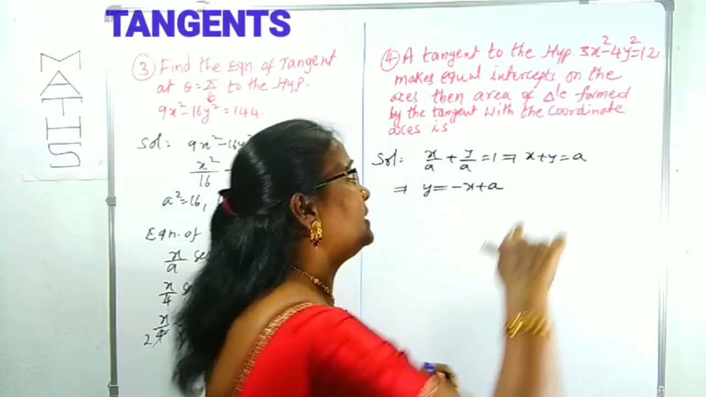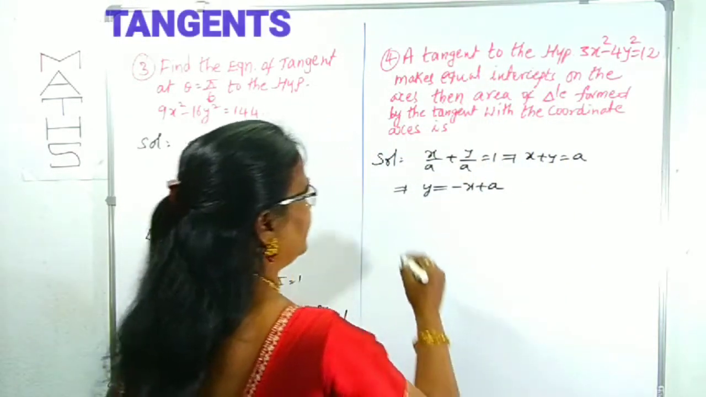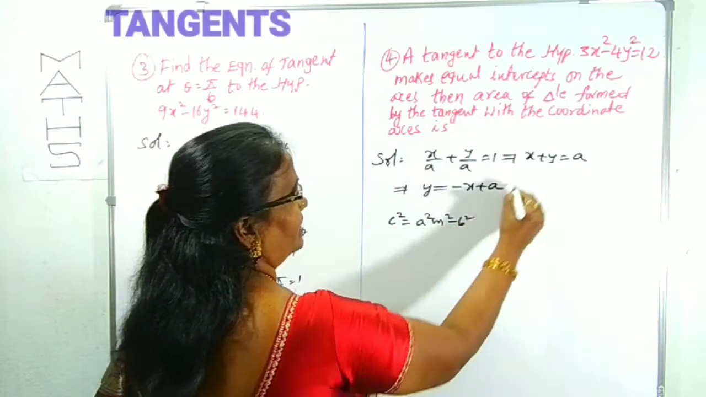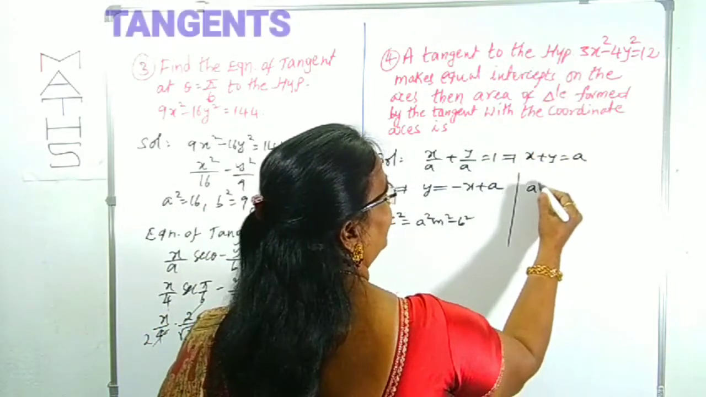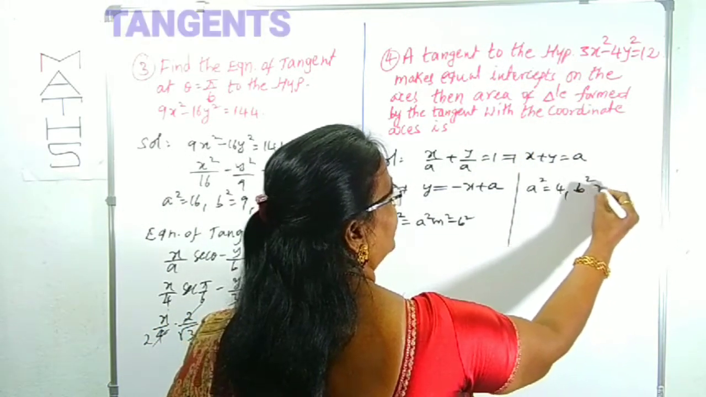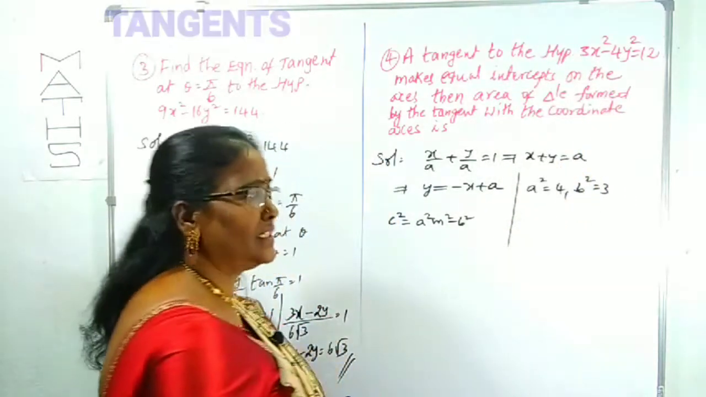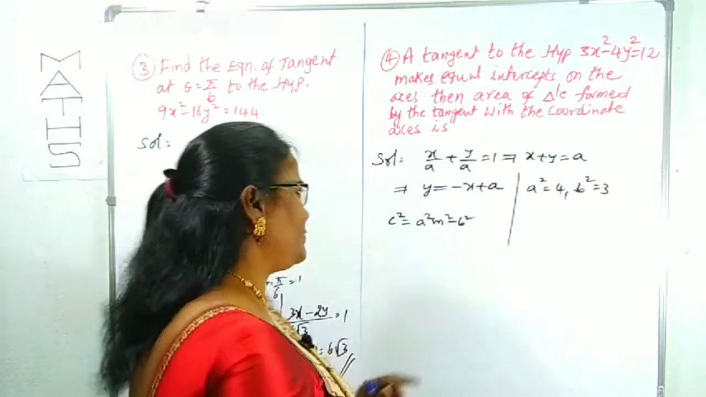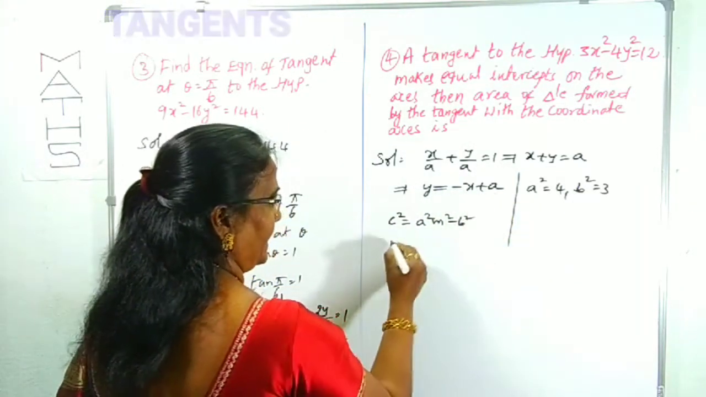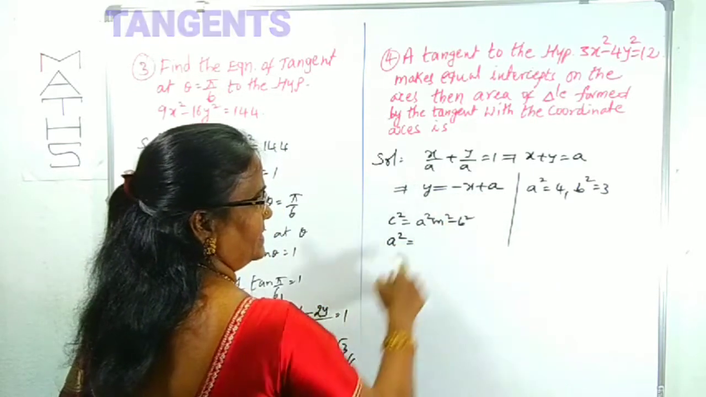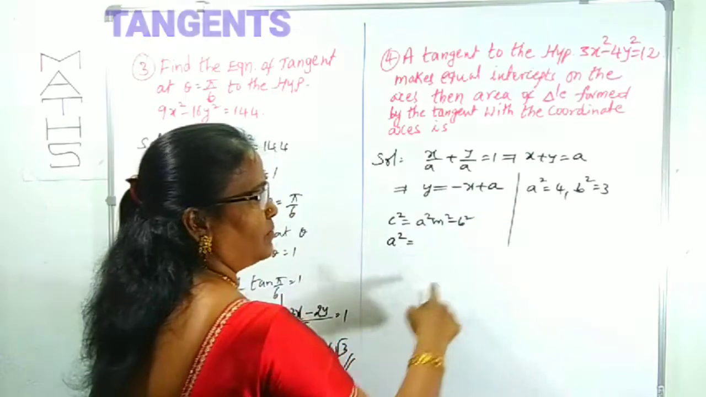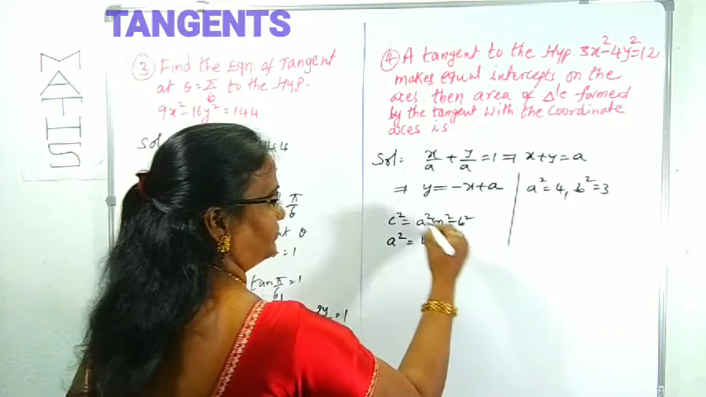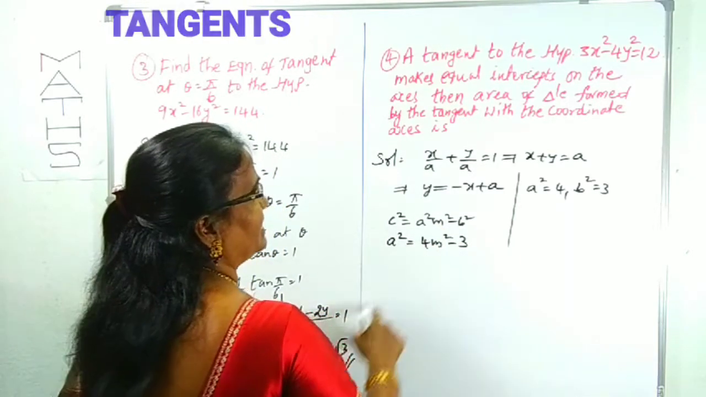Now this line is ready. This line is given as a tangent line. Tangent line means you know the condition: c square is equals to a square m square minus b square. A square you can take as 4 and b square is 3, from the given hyperbola; we can interchange these two portions. In place of m is minus 1 and c is A. We can substitute here. c square means A square equals to 4 m square minus 3.